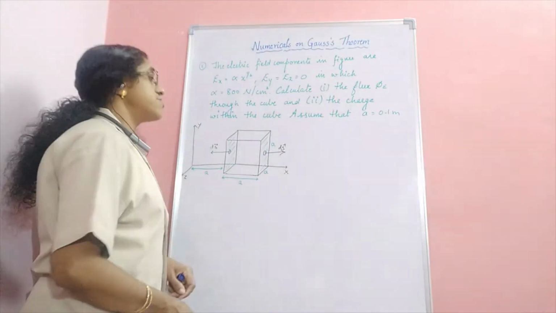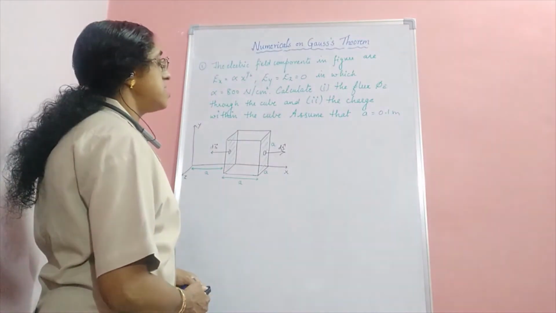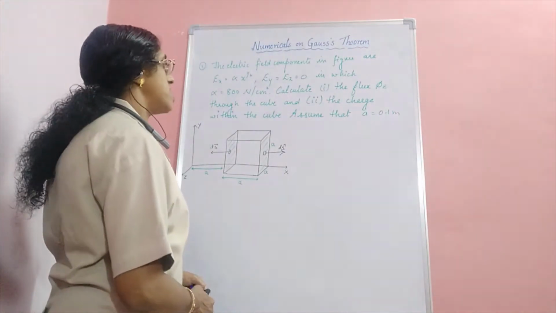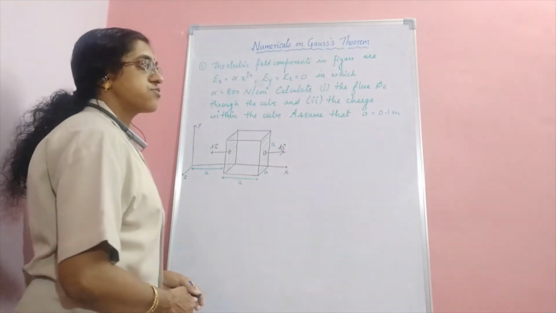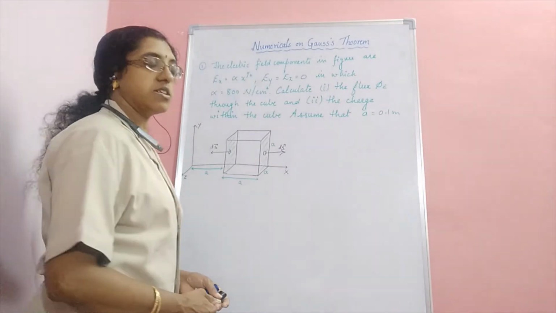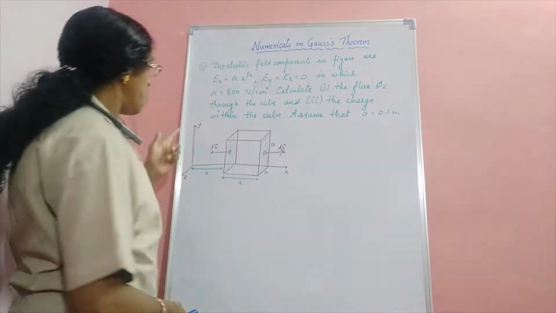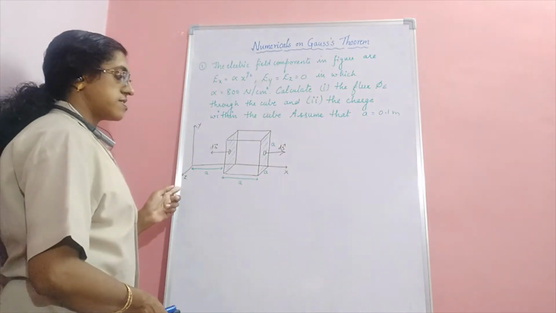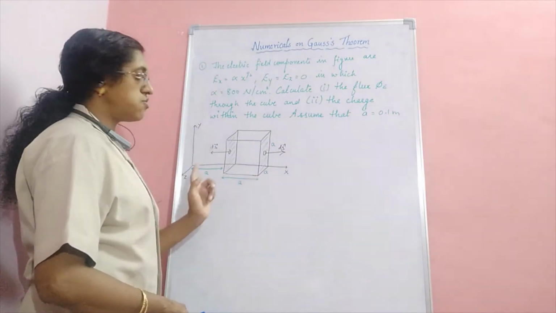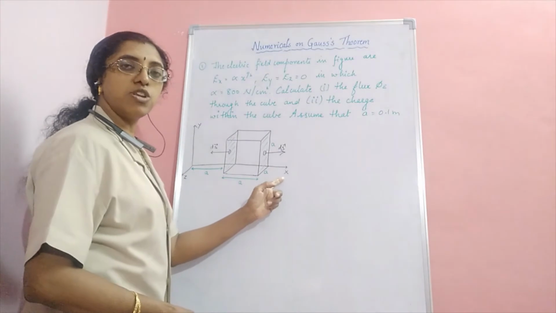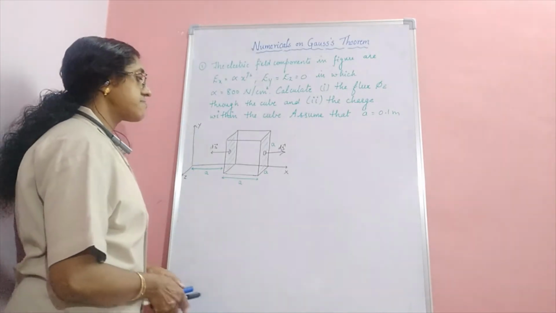Alpha's value is given to you. Calculate the flux phi E through the cube and the charge within the cube. Assume that A is equal to 0.1 meter. Now, this is the figure that is given to you. Y is this direction, z is the z direction, and this is the x direction. You know that the electric field is present only along the x direction.